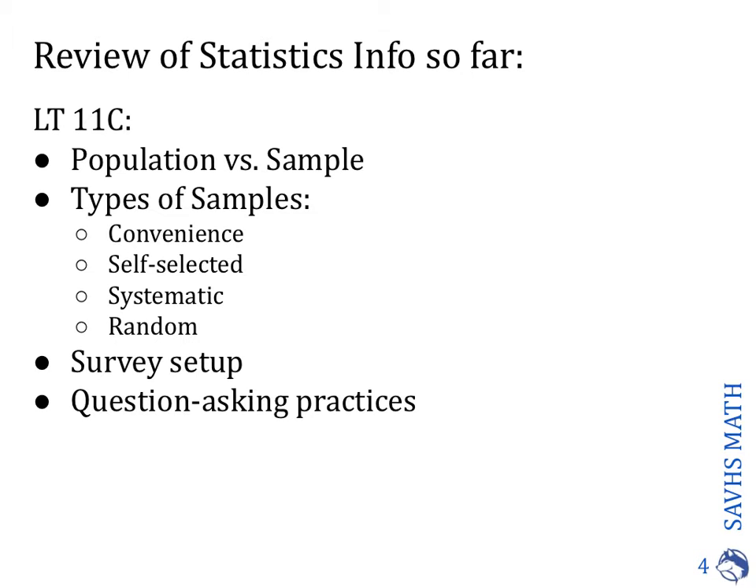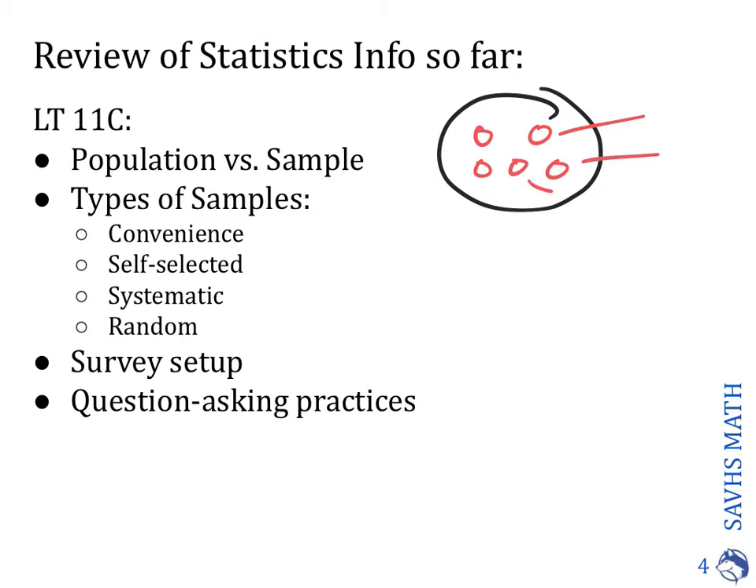Okay, so in the first section of the stats unit, we talked about what a population is versus a sample. Remember that we had that diagram where we had our big population, and we pulled some random people out of it, and we looked at whether these 5 people were representative of the people in the population. So we have to make sure that our sample is representative of the population.